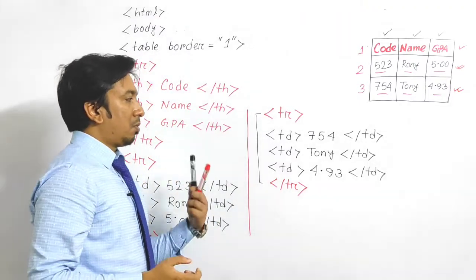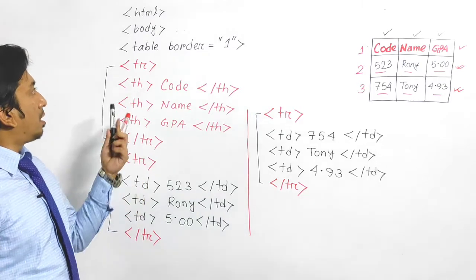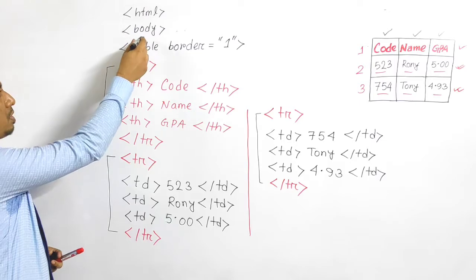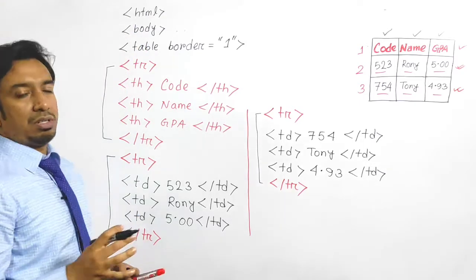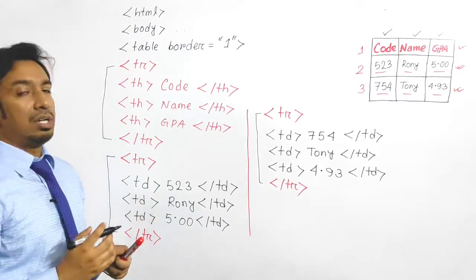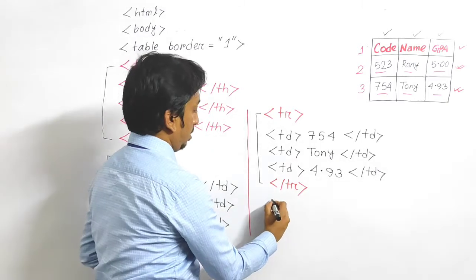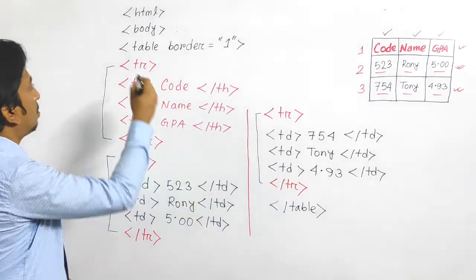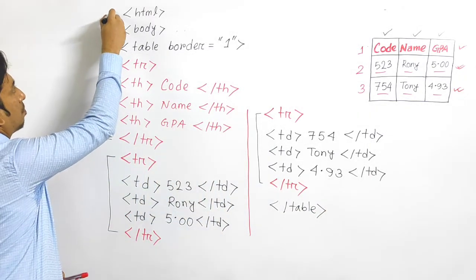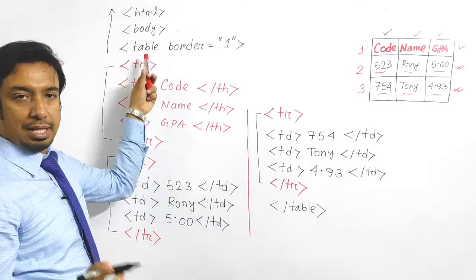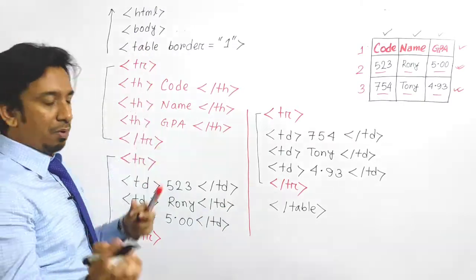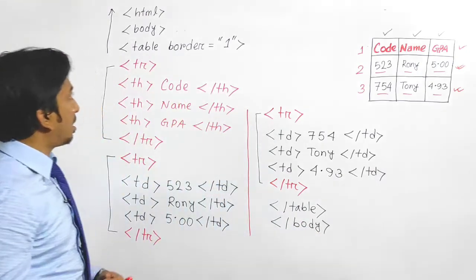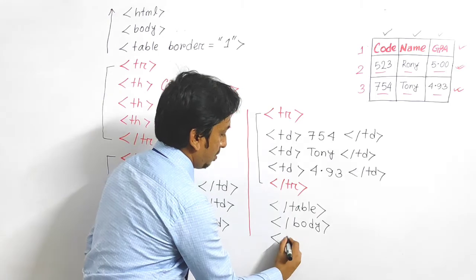Now we have to close our other opening tags. There you can see here table, body, and also HTML. Those are not completed, so we have to close those tags. So you have to write table close. Just see here, you can go from bottom to top. First one is the table tag, right? Table close, then body close, and then finally HTML close.